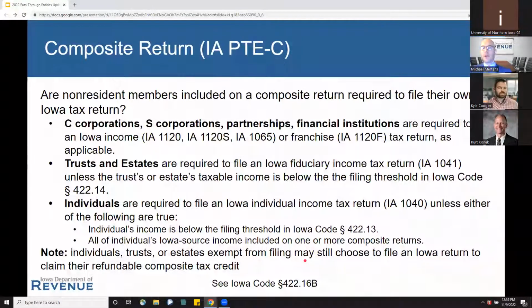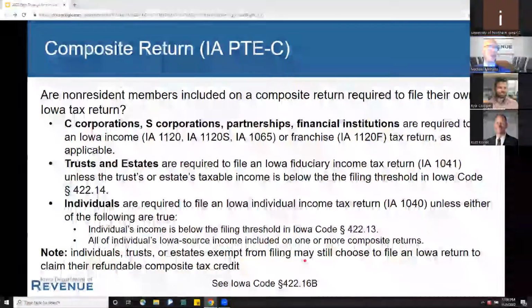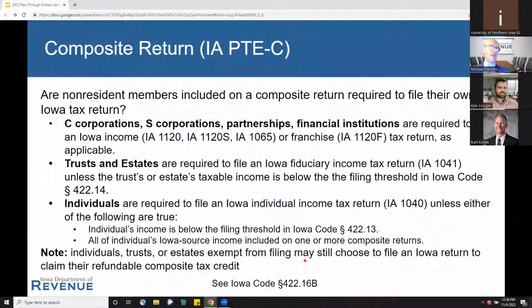So once a non-resident member is included on a composite return, and it probably received a composite credit, the next question is, does that non-resident member need to file its own Iowa income tax return? And the answer depends on the type of entity that it is. So C corporations, S corporations, partnerships, and financial institutions are still required to file an Iowa income or franchise return as applicable, even if they are included on an Iowa composite return.